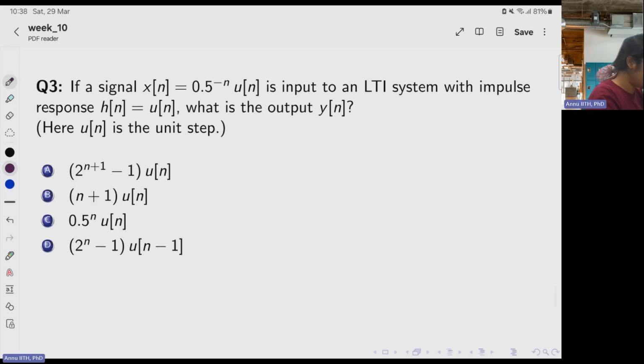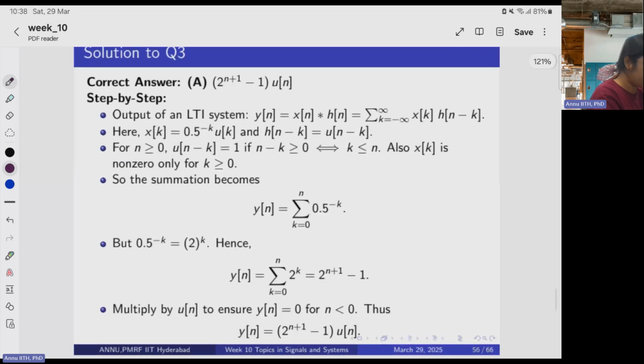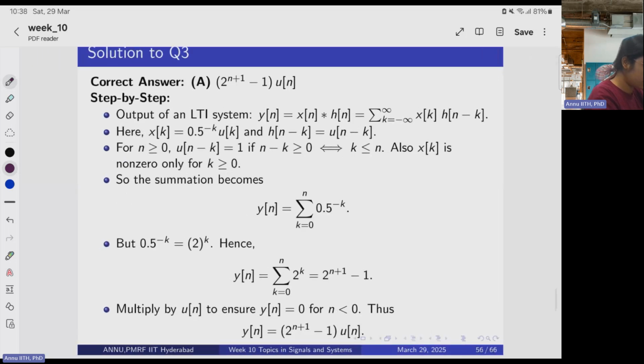Let us go to the solution. The correct answer is A, 2 power n minus n plus 1. So we have step by step output of the LTI system. What will be that? It's just a simple formulation. Here output, x[k] equals 0.5 power minus k u[k] and h[n minus k] equals u[n minus k] simply.